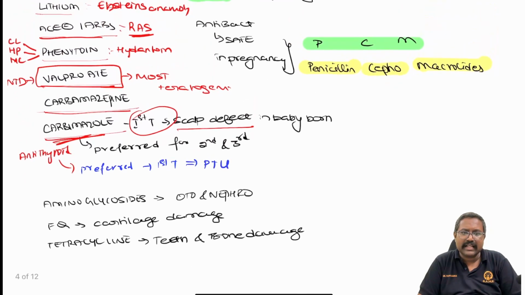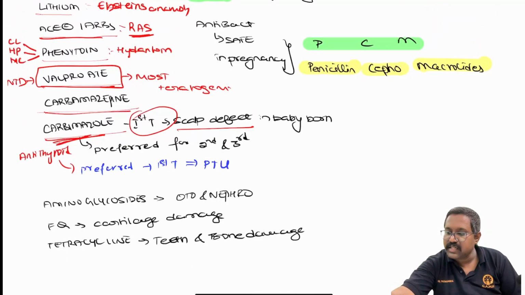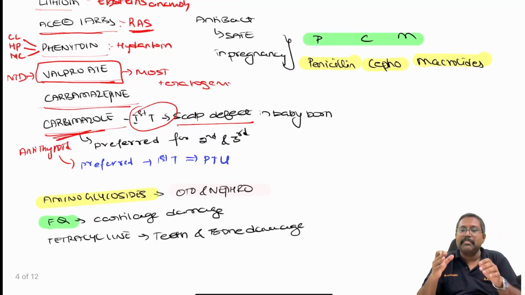Apart from that, there are other drugs which can cause defects. So which are the other drugs? You have aminoglycosides. Aminoglycosides can lead to ototoxicity and nephrotoxicity. Please remember, aminoglycosides can lead to ototoxicity and nephrotoxicity. Whereas the fluoroquinolones will cause damage to the cartilage.